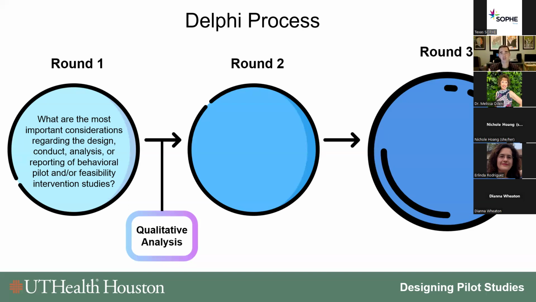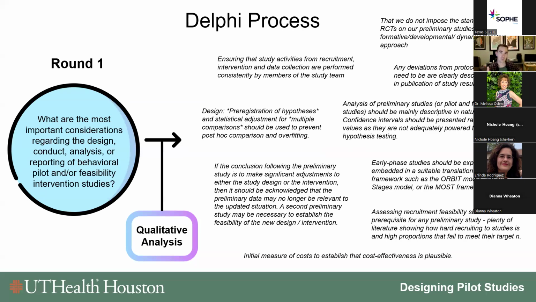The first thing we asked in this Delphi study was a very broad question. We sent them a survey and we asked, what are the most important considerations regarding either the design, the conduct, the analysis, or the reporting of pilot or feasibility intervention studies? And once we got their responses back, I think we left them 20 blank fields so they could fill out however many as they wanted. We performed this qualitative analysis on their responses.